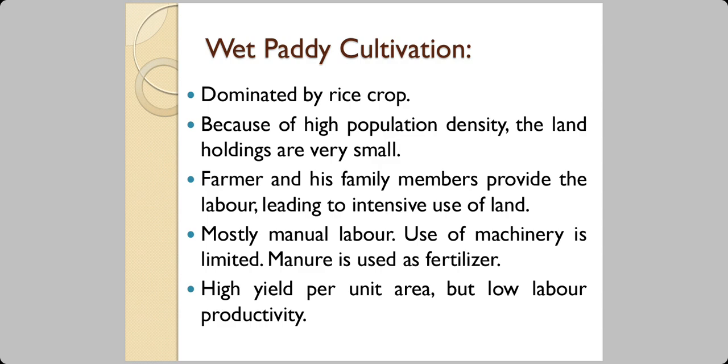You're not working with tractors or with harvesters. Your machinery is very minimum. Most probably they use just bullocks and primitive tools, and manure is used as fertilizer. And the yield per unit area is high, but the productivity, when you consider the number of laborers who were involved in the process, becomes low.